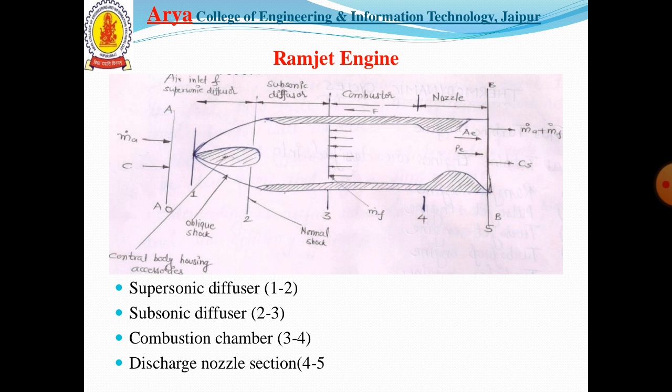Its best performance capabilities, however, are in the supersonic speed range of Mach number between 2 to 5. The upper speed is limited by the problem of cooling of the outer skin of the engine body at high Mach number.